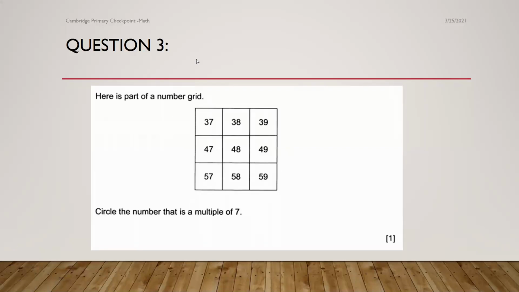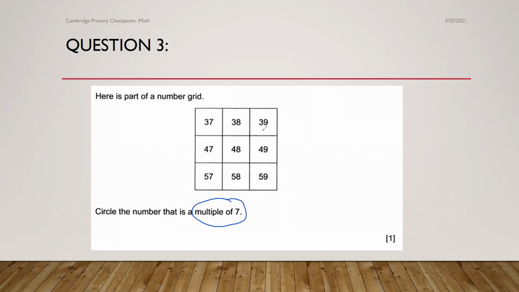Third question, this is my third question. Here is part of a number grid. Circle the number that is a multiple of 7. In other words, a multiple of 7 means in the table of 7, right? Now we have to identify out of these 9 numbers, what are the numbers in the 7 times table, but they say circle the number. So therefore, we will get only one number, right?